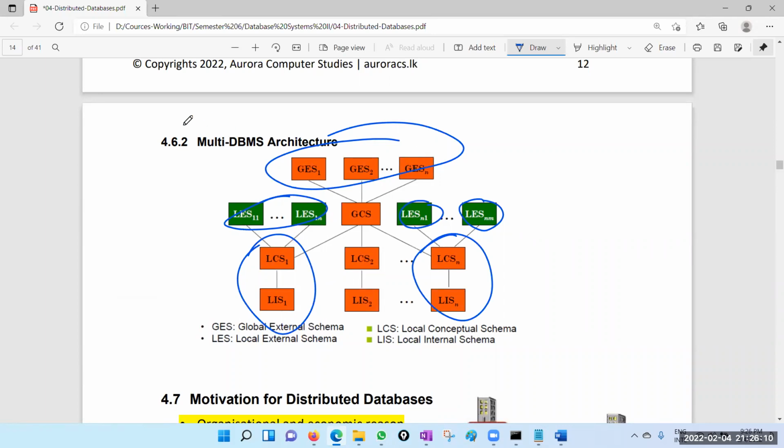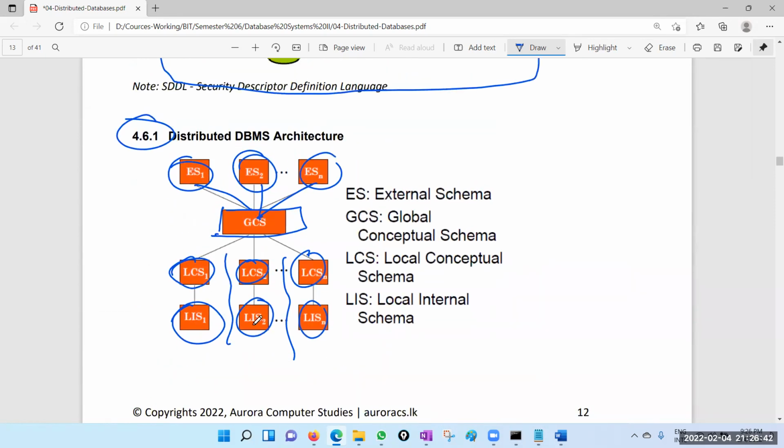Right. So this is multi-DBMS. So you can use your tables and other things as a local database, as well as all of those can be looked at through the global schema, global conceptual schema and global external schema as well. So that is what is meant by multi-DBMS architecture. So you have the autonomous usage as well. Here there's no autonomous usage. Your database is exposed only through global conceptual schema and then external schema.